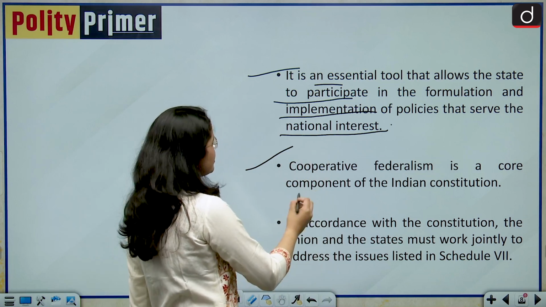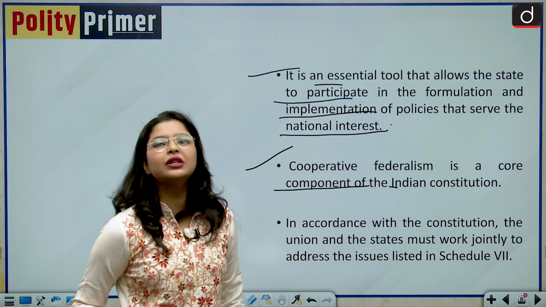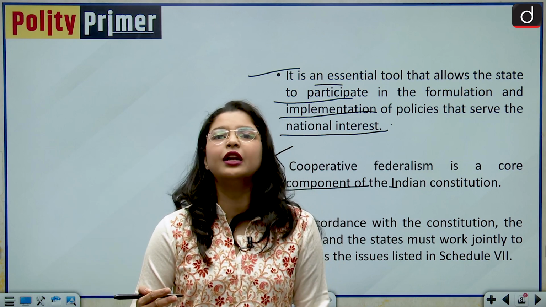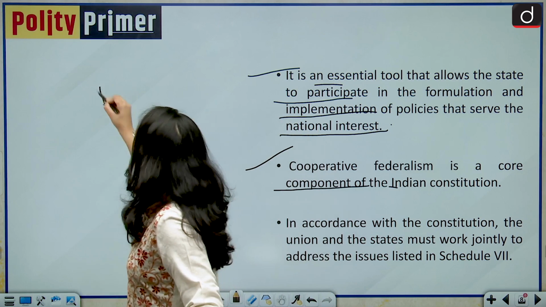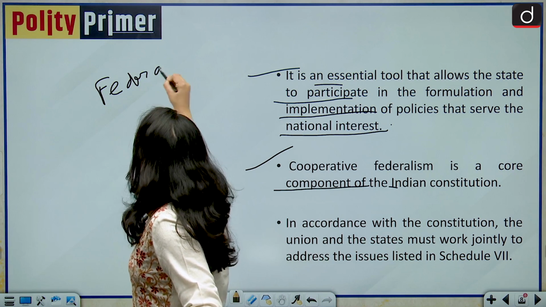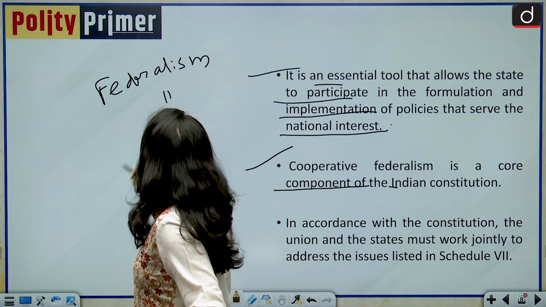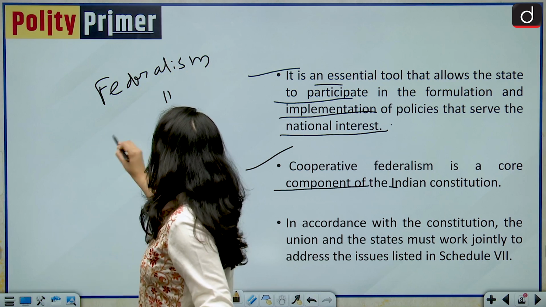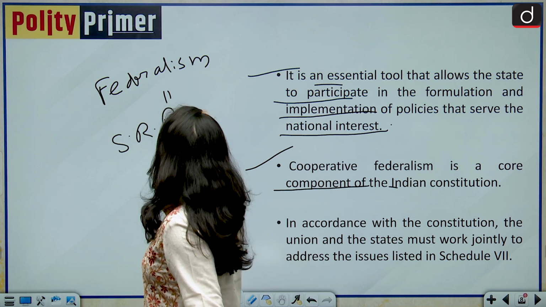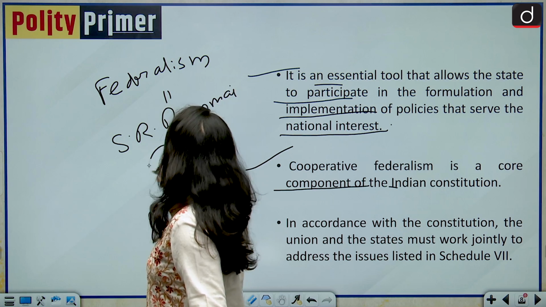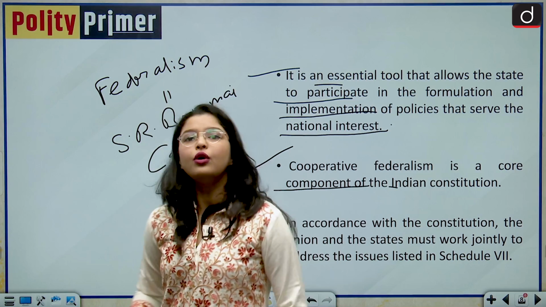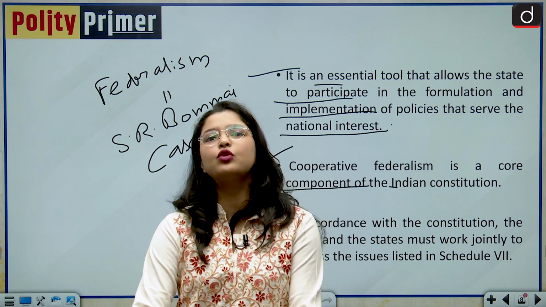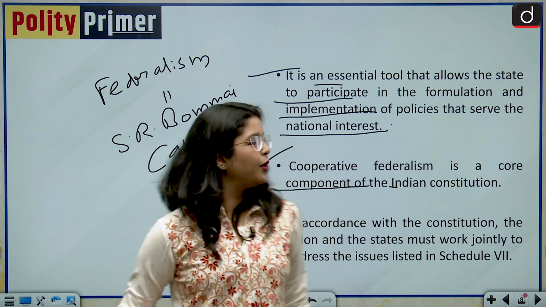Then, cooperative federalism is a core component of the Indian Constitution. It is also a basic feature, a basic structure of our Indian Constitution. And federalism as the basic structure has been held by the Supreme Court in the S.R. Bommai case. So, federalism is the basic structure of our Indian Constitution, as has been held by our Honorable Supreme Court in the case of S.R. Bommai. Okay.